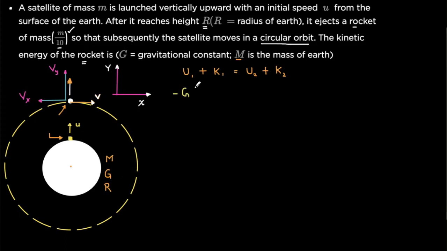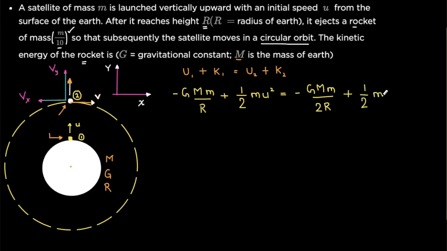U1 is minus GMm by R. This is point number one, and this is point number two. Point number two is just before the ejection of the rocket. This plus kinetic energy, half m u square, is equal to the potential energy at point number two, which is minus GMm divided by 2R, rocket just about to come out, plus K2, half m into, let us say, v1, where v1 is the velocity of the satellite when the rocket is just about to come out.